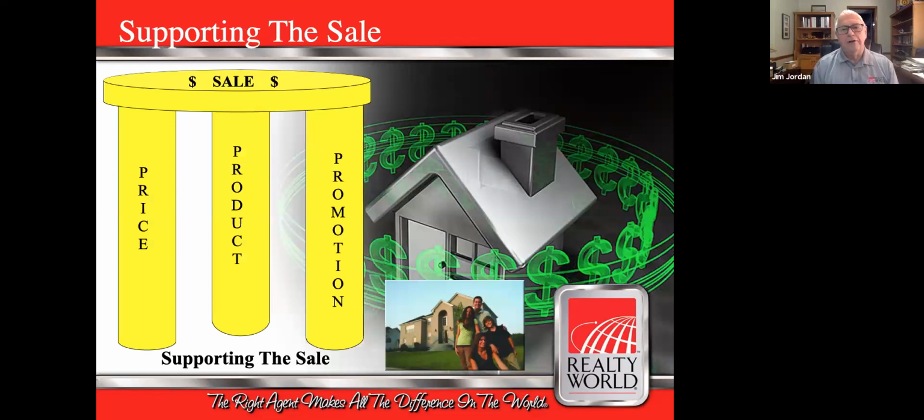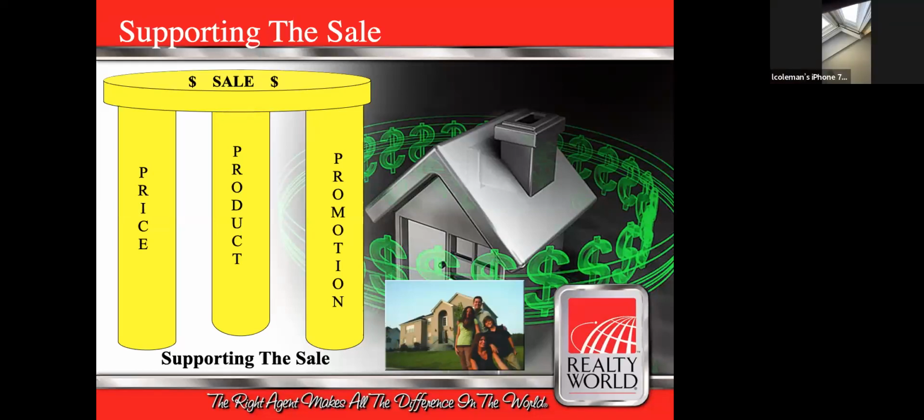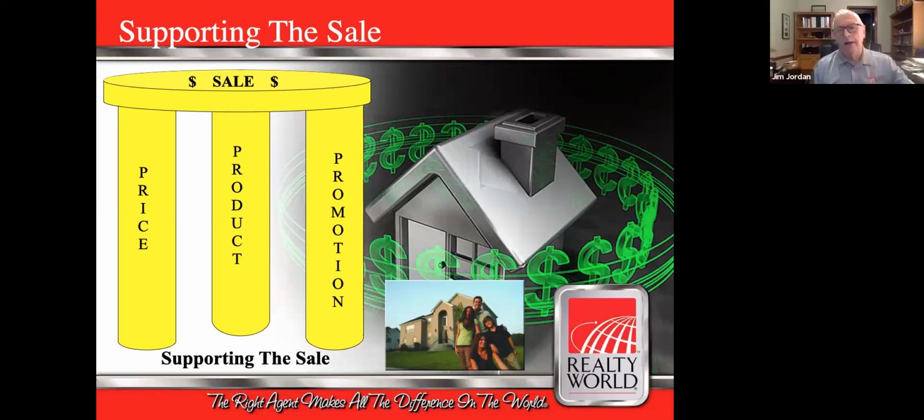And one of the things I talk about is supporting the sale, that it's like a three-legged stool. There's the price, there's the product, which is the home, and there's the promotion. The price and the product are determined by the seller. So I let them know you're going to determine what the price of the property is. You're going to determine what the product's like that I'm going to have to sell. My job as a real estate agent is to promote it, to get buyers to go through your property and make offers on the property.